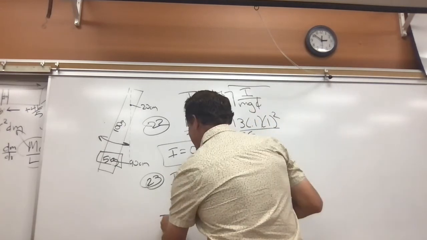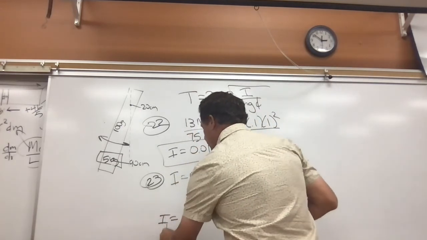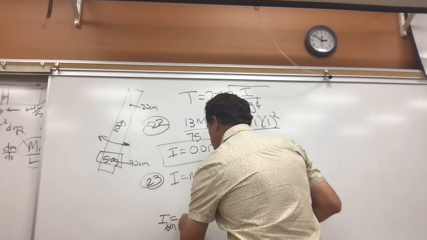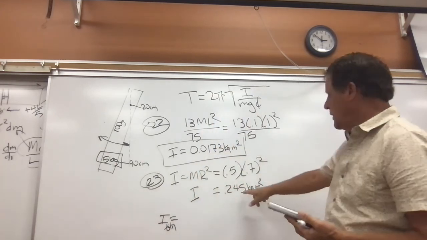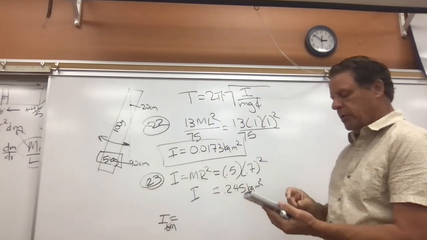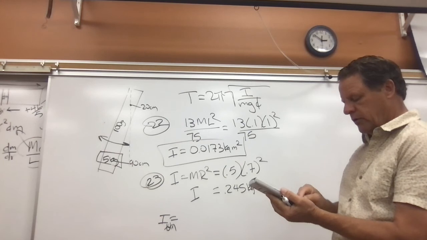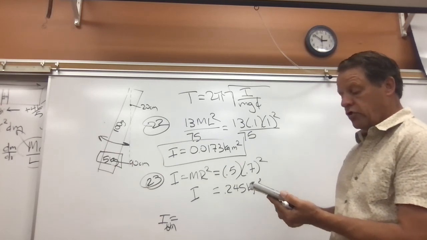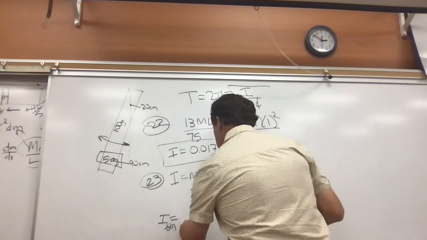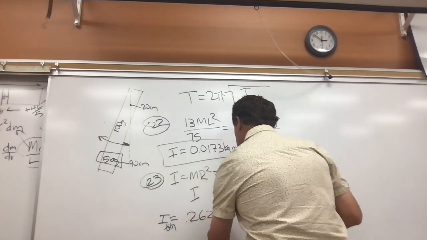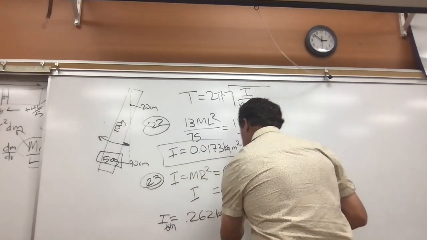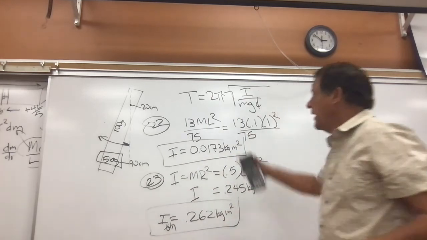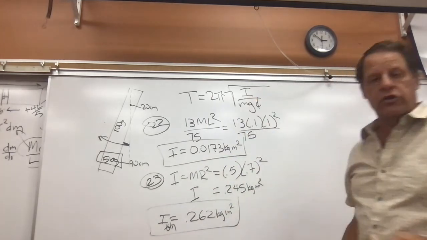And now, in order to calculate what that period is, we need the total I. So I technically didn't ask that, but you're going to have to use that anyways. So that's going to be 0.245 plus 0.0173, which is going to give us 0.262 kilogram meter squared. That's going to be the I that we use in our equation there.